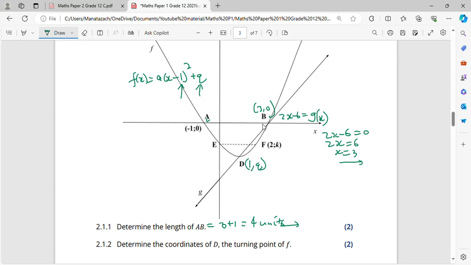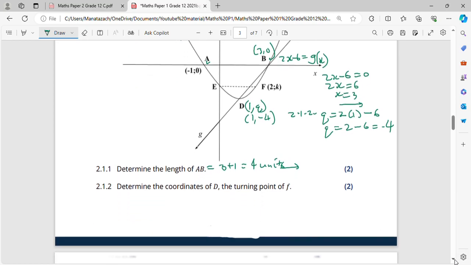So q is also going through the straight line function. So I'll write here 2.1.2, using the straight line function. That means y will be q, x will be 1. That will be the x coordinate. So that's 2 times 1 minus 6. So q is 2 minus 6, which is minus 4. So that means the coordinate of D is 1 and minus 4. Yeah, so that one is sorted out.